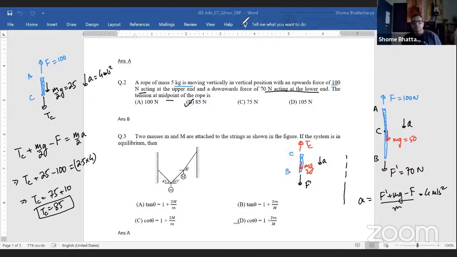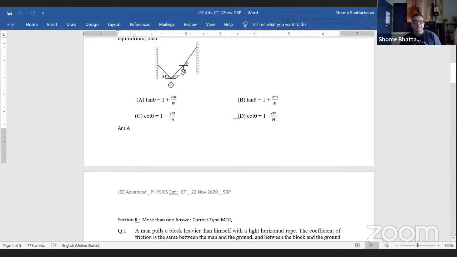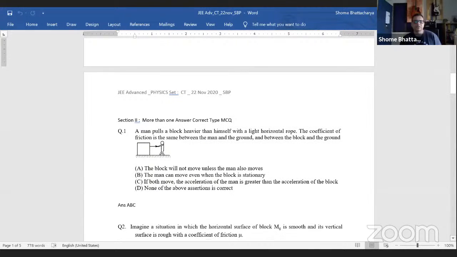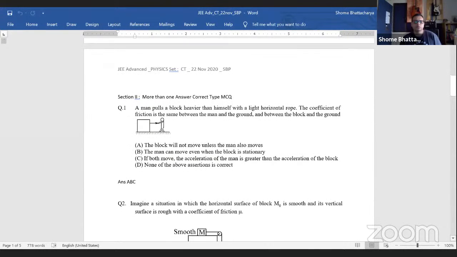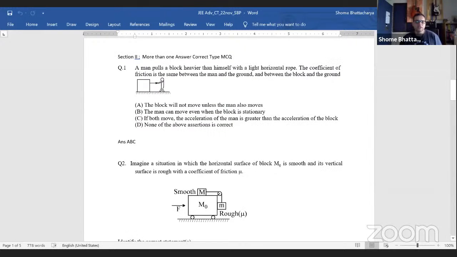Okay, so Devansh, hope this is clear. So heavy chain or heavy rope or whatever, you always find out the variable tension at any point within the rope by making the free body diagram of that section. Okay, now let's come to the multiple choice questions. Any doubt in the first or second question?